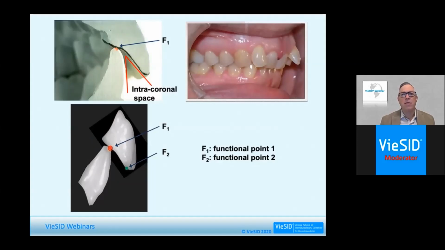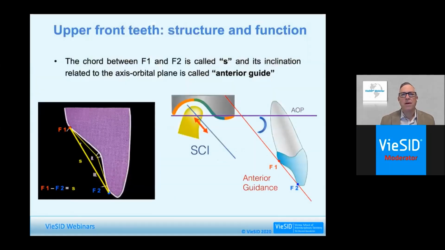F1, which is called function point 1, is the point of contact of the lower incisor with the upper incisor in initial closure from its most retral location. As the mandible translates forward, it gets to function point 2, F2. This is at the most anterior movement with the anterior teeth touching, F1 to F2. We can now define the anterior guidance as the chord drawn between F1 and F2. We term this S. Now we can extend this line to the axis orbital plane, creating the anterior guidance angle. If it's too steep, it can create pathology. But when it's just right, it can reduce friction and maximize function.